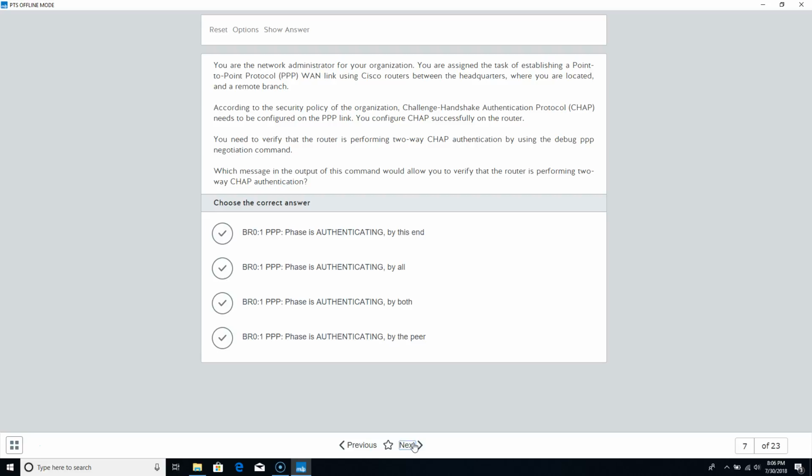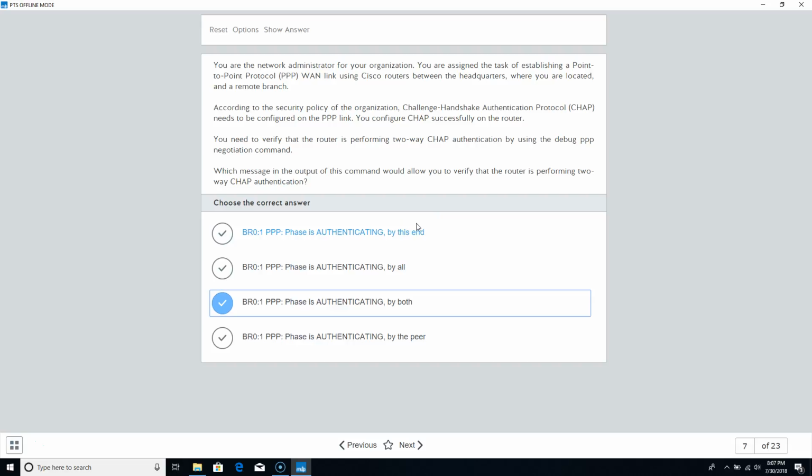Okay, you need to verify that the router is performing two-way CHAP by using the debug PPP negotiation command. Okay, this is called debug PPP negotiation. Here you need to use phase 1 authentication both. If it's by peer or by this end, that's called a single CHAP.